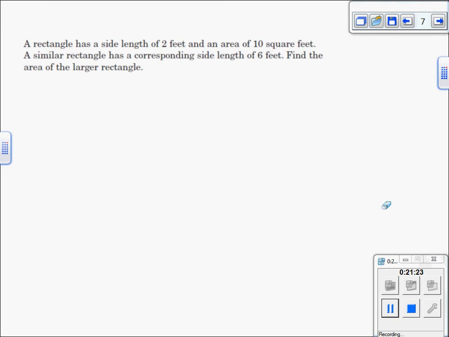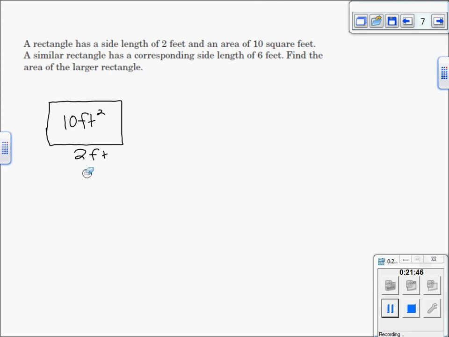So in this example, we're told a rectangle has a side length of 2 feet and an area of 10 square feet. So just to help you visualize that, I'm going to go ahead and draw my little rectangle. I know I'm an artist. So length of 2 feet. Length is the longest side, so that means that's 2 feet. And it says it has an area of 10 square feet. So I'm just going to label in here 10 square feet. So I'm just giving information.